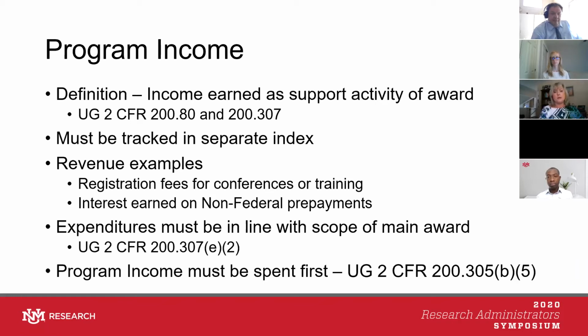All program income expenditures do have to be in line with the scope of the main award according to uniform guidance. And also according to uniform guidance, the program income must be spent. We cannot have a remaining revenue on a program income index. That's also according to uniform guidance.